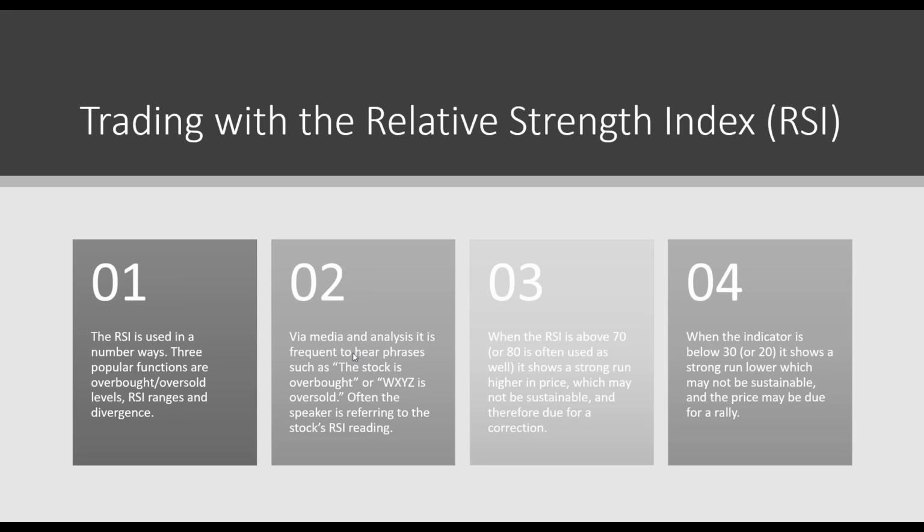Now, in the media and analysis you're reading, a lot of times on MarketWatch.com or CNN or Bloomberg, you see that an asset's in the overbought level, or this asset is expected to be overbought at the moment. This is usually just the media or the speaker referring to the RSI reading of that particular asset. So when the asset is above 70 or 80, it will show a strong run higher in price, which may not be sustainable, and therefore is due for a correction.